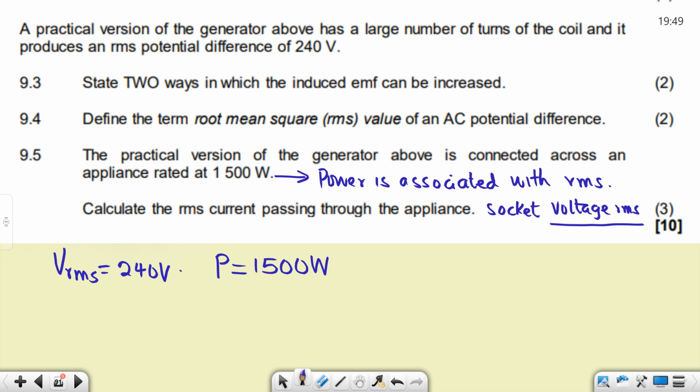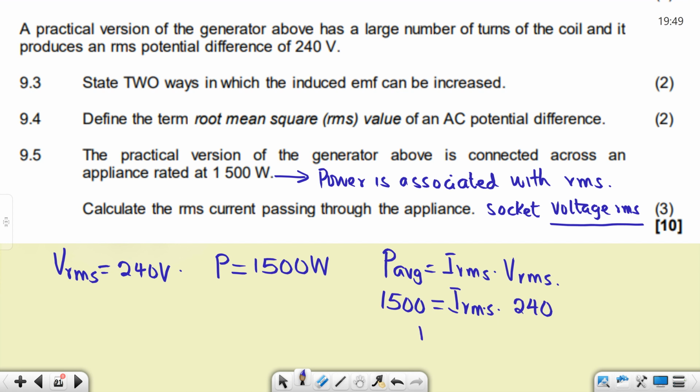So once you see socket voltage, it is referring to RMS. Power is also referring to what? RMS. Because the formula says P average equals I RMS. Please take note of those. What are we looking for? Calculate the RMS current. Oh, we have power. Easy. I RMS, we don't know. What about V RMS? We know 240. Dividing both sides by 240.